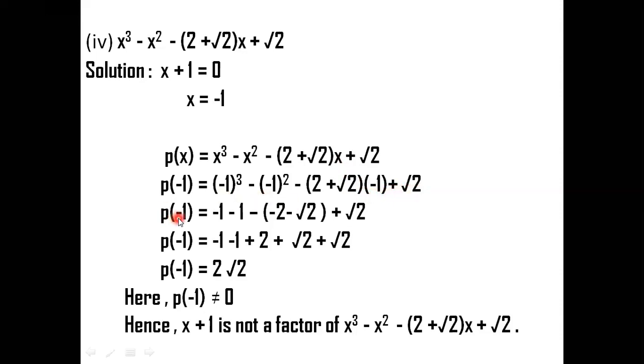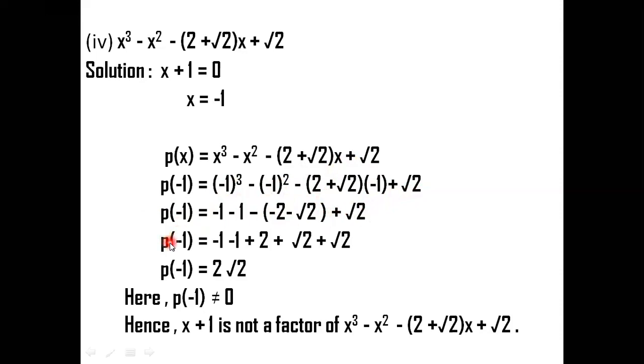In the next step, p of minus 1 is equal to minus 1 cube, which is minus 1 itself. And then this minus sign comes over here. Minus 1 square is 1. So the 1 is written. And then minus, that is before the bracket. And then minus 1 gets multiplied with 2 and minus 1 gets multiplied with root 2 also. So 2 into minus 1 is minus 2. Now, root 2 gets multiplied with minus 1, so I get minus root 2. And bracket close, plus the last root 2 that is present over here.